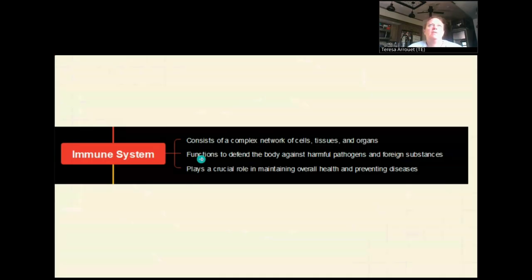So your immune system, remember, consists of complex networks of cells, tissues, and organs. It functions to defend the body against harmful pathogens and foreign substances, and it plays a crucial role in maintaining your overall health and preventing disease. So of all the systems in the body, this one is one of the most important next to your circulatory system because it's basically helping you stay healthy.